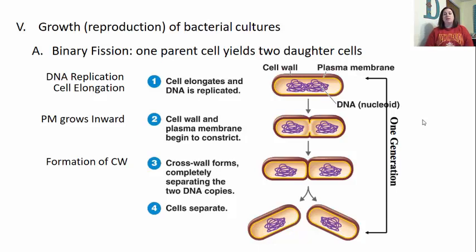This process starts with, of course, replicating the DNA. Remember that they have a single circular strand of DNA, and they are going to replicate it. Once it is replicated, the cell is going to start to elongate. It's going to get longer. As it gets longer, it's going to start to divide in the center. This allows the plasma membrane to grow inward, as well as the formation of the cell wall, until we finally have 2 distinct cells. So we go from having 1 cell to having 2 distinct cells, and this is the process of binary fission.